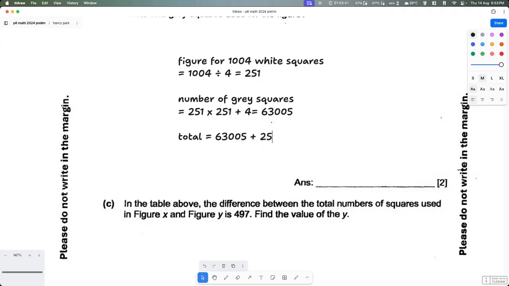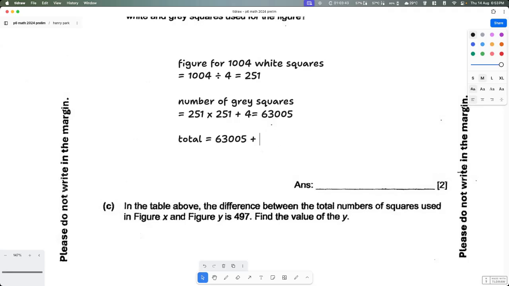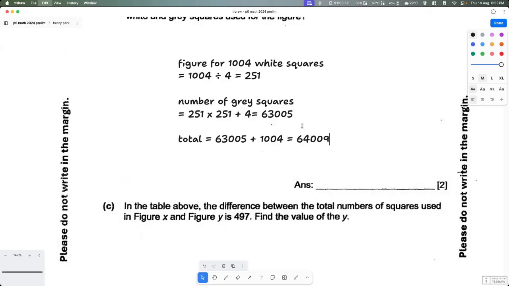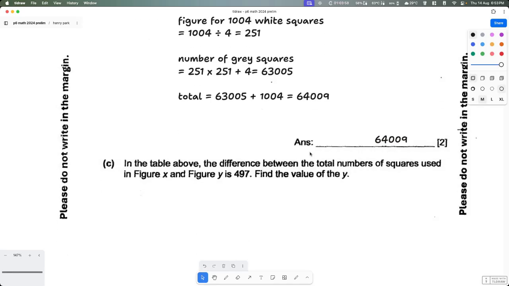Plus, wait, sorry, not 251, 1004. Plus 1004, 64,009. Okay, can I copy this? Yes, I can copy this. Right, there you go. So that's your answer.